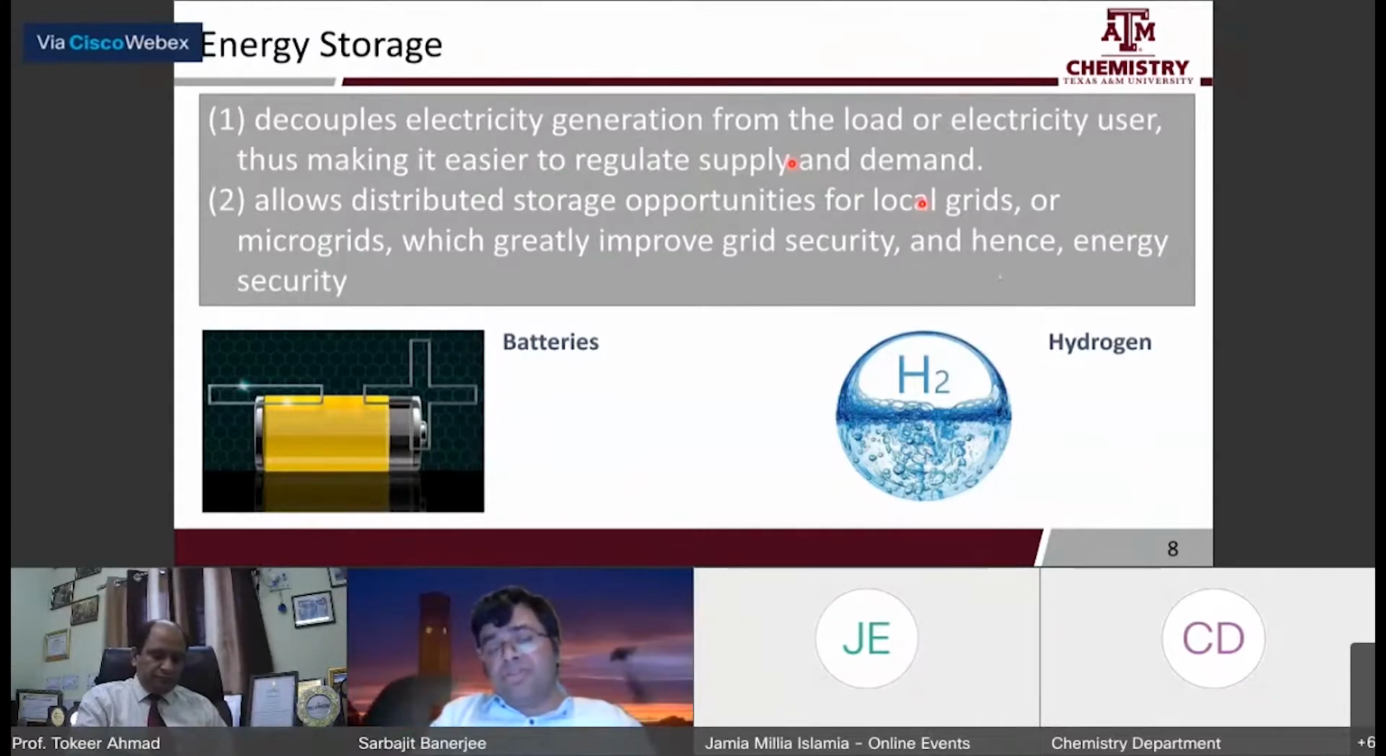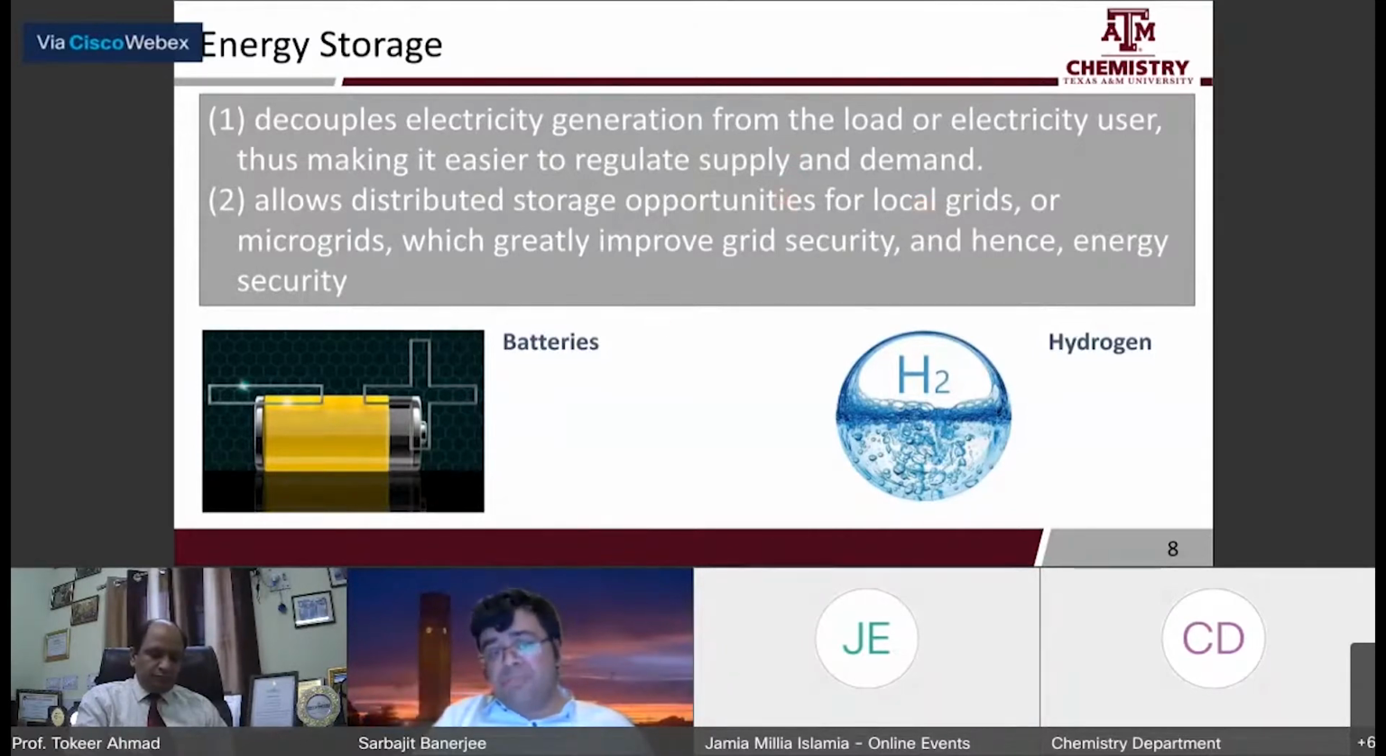And it also allows, this is a very important notion, distributed energy storage, right? So you can have local grids, microgrids, and you can therefore improve energy security quite a bit. That means that the more interconnected grids are, a lot of times the more risk there is of entire grids collapsing, right? And we've seen that happen across the world several times.